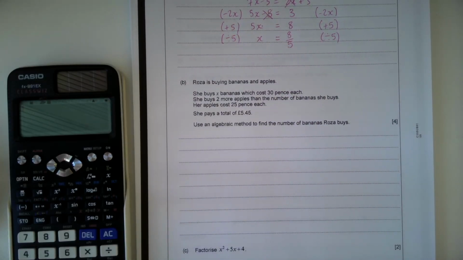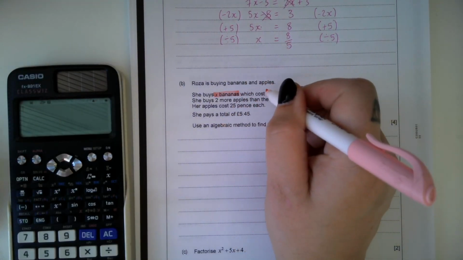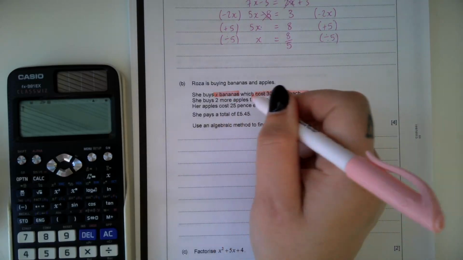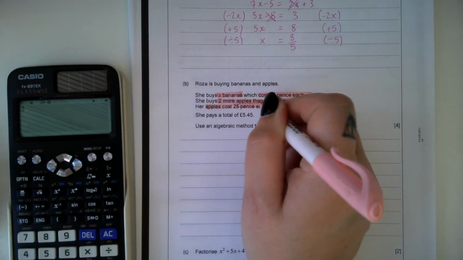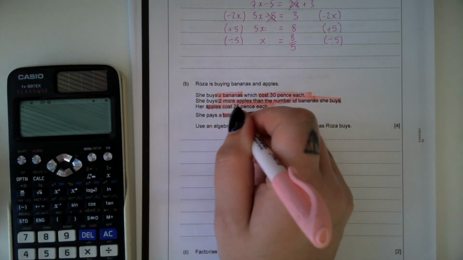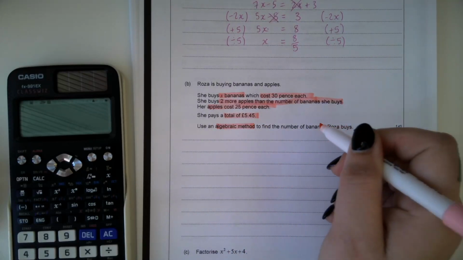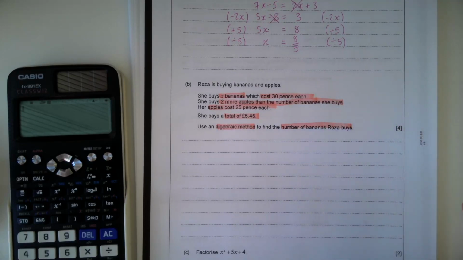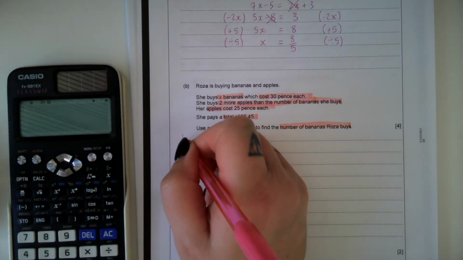Part B. Rosa is buying bananas and apples. She buys x bananas, which cost 30 pence each. She buys 2 more apples than the number of bananas she buys, and her apples cost 25 pence each. She pays a total of £5.45. Use an algebraic method to find the number of bananas Rosa buys. So we're using an algebraic method, so we are going to have to form some algebraic expressions, potentially even an equation, and solve it. So let's start with an expression for the number of bananas.